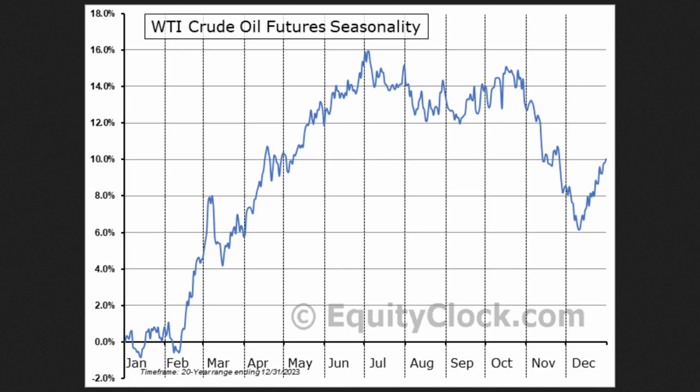All right, here we have seasonality charts. Now, you can look these up yourself. Just go to equityclock.com and punch up charts, and you can get basically your seasonality on any chart that you want. It's pretty simple. But I like taking a look at these just for comparison on what is going on in today's time and what's going on over a period of a 20-year span, okay? So right now, we're just going to finish up January.